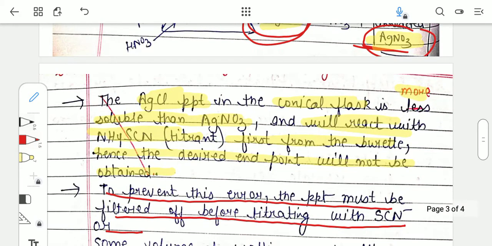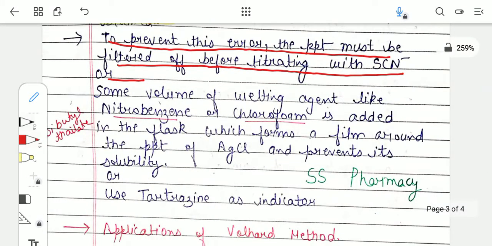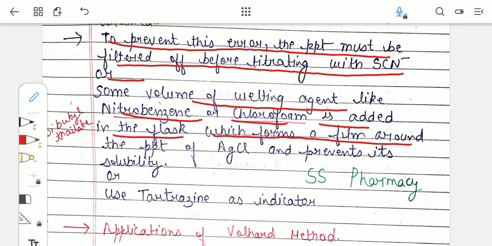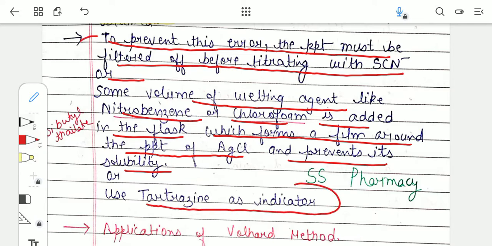Or there are other alternatives also. Some volume of wetting agents like nitrobenzene or chloroform is added in the flask, which forms a film around the precipitate of AgCl and prevents its solubility. Or the other method is that we can use tartrazine as an indicator. These are the methods by which we can prevent this error.